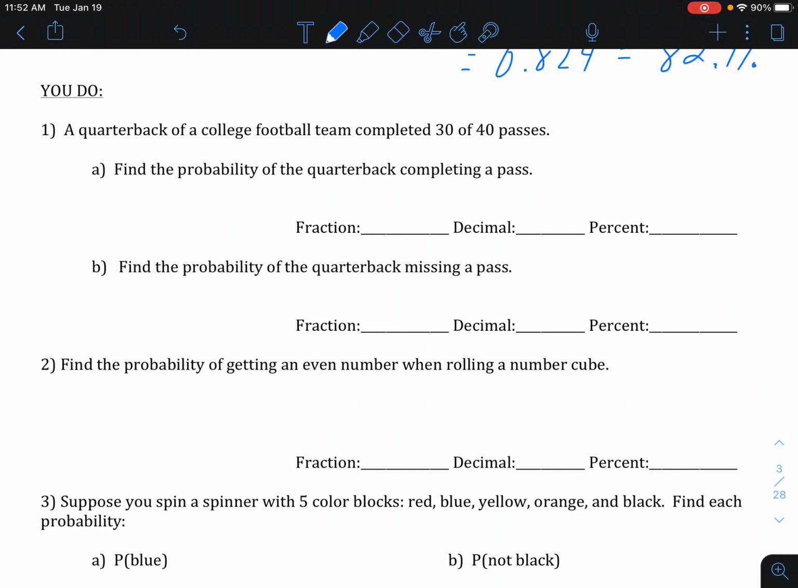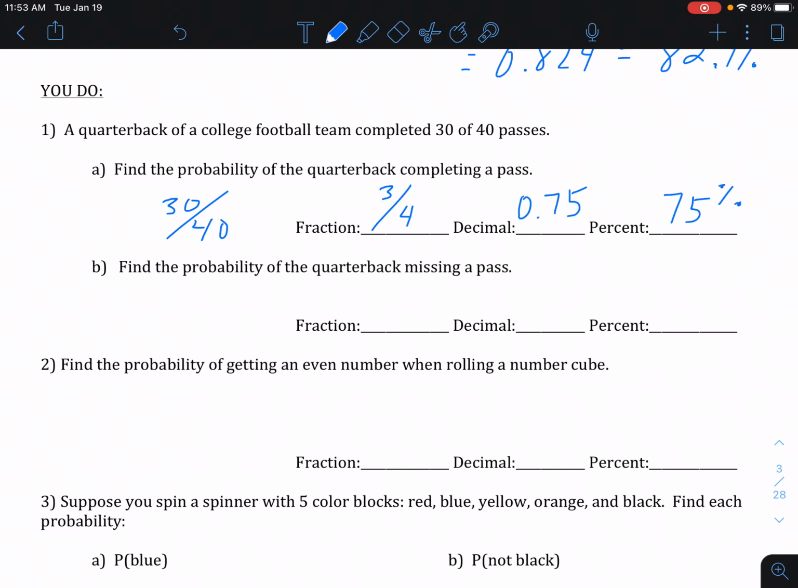Okay, number 1, a quarterback of a college football team completed 30 out of 40 passes. In A, find the probability of the quarterback completing a pass. So the fraction would be 30 out of 40, but we need to reduce that. 3/4. The decimal, 3 divided by 4, would be 0.75, and the percent would be 75%.